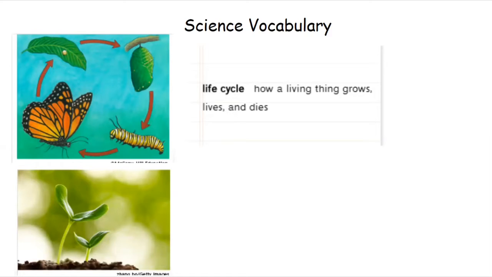The next one is seedling. A seedling is a young plant. Unlike a seed, which is put into soil, a seedling is the part of the plant that starts to grow above ground. And it is not a full-grown plant yet. It's just a little tiny baby plant.